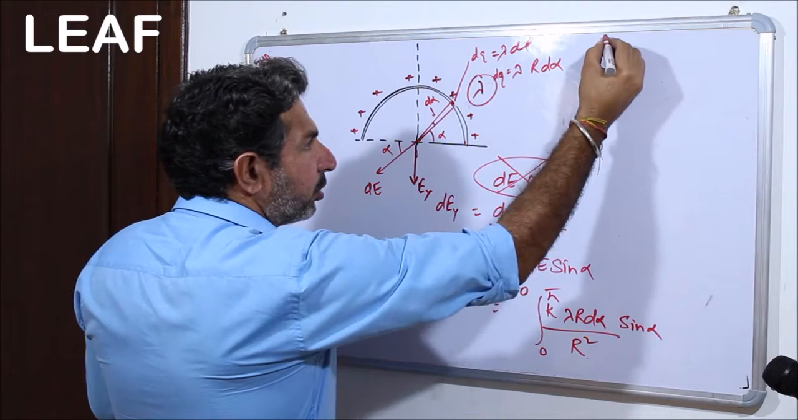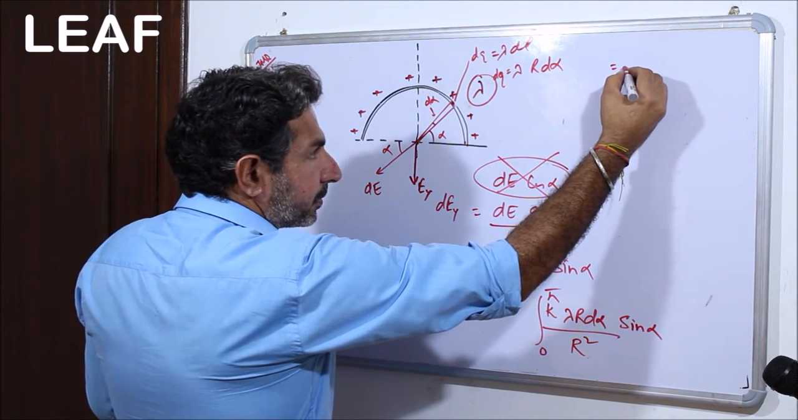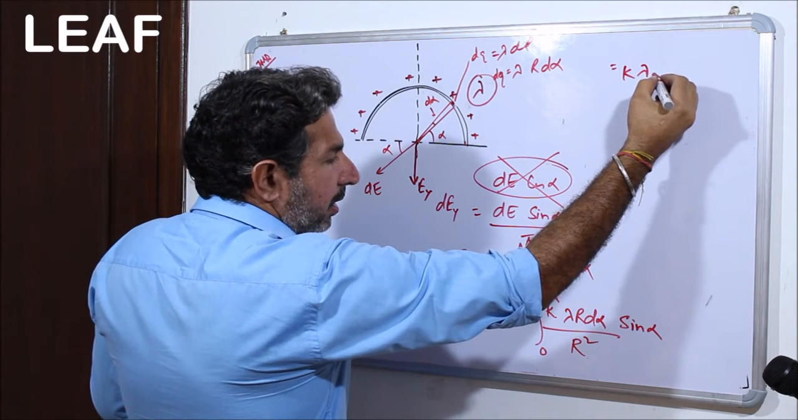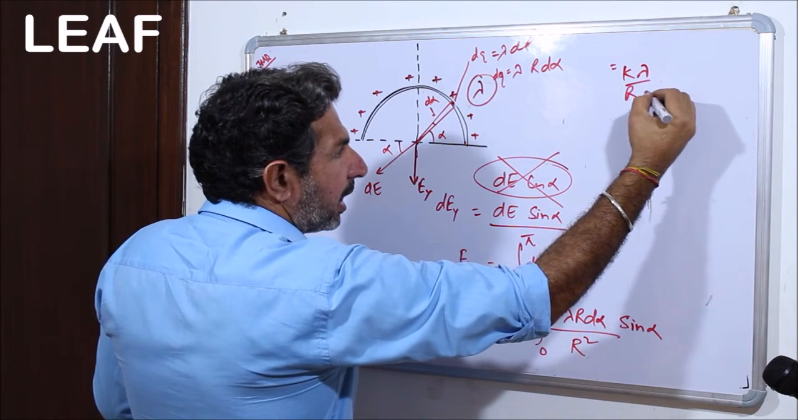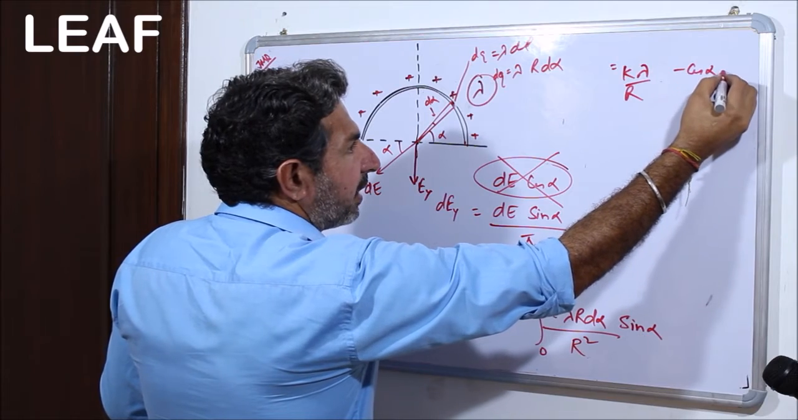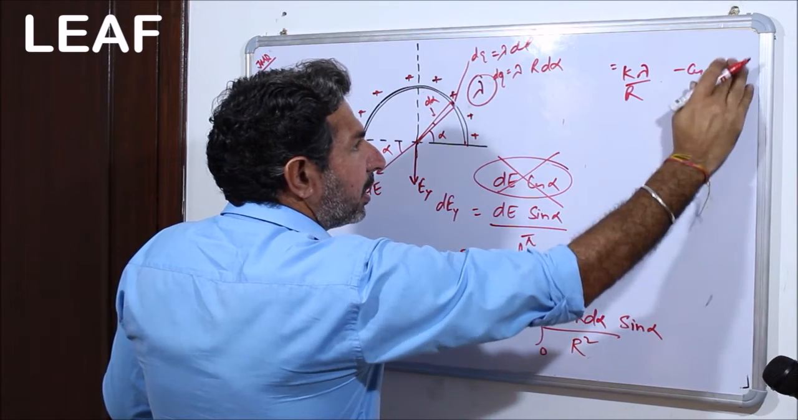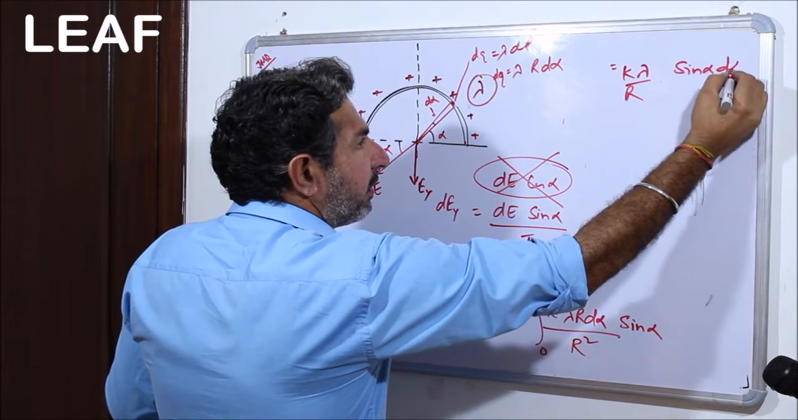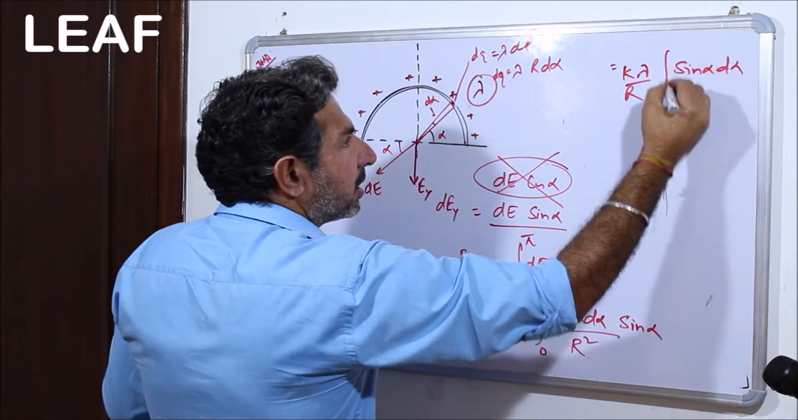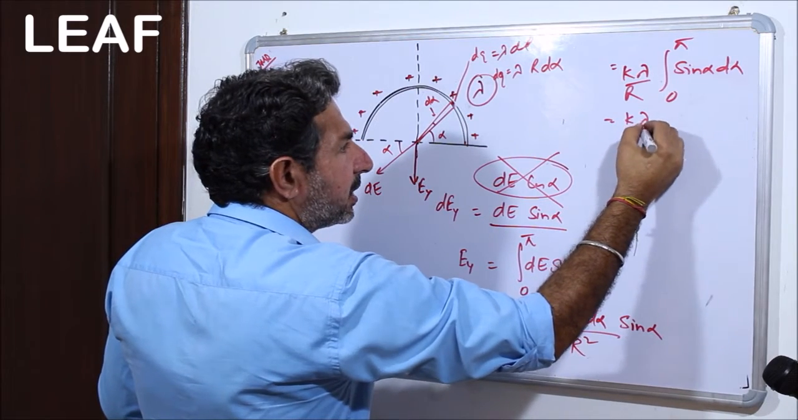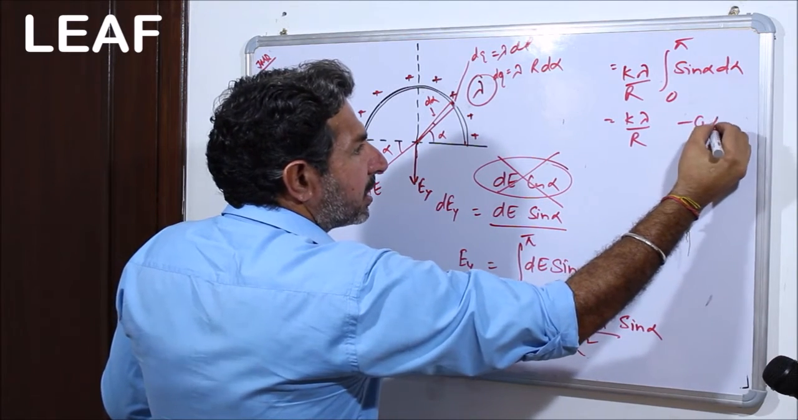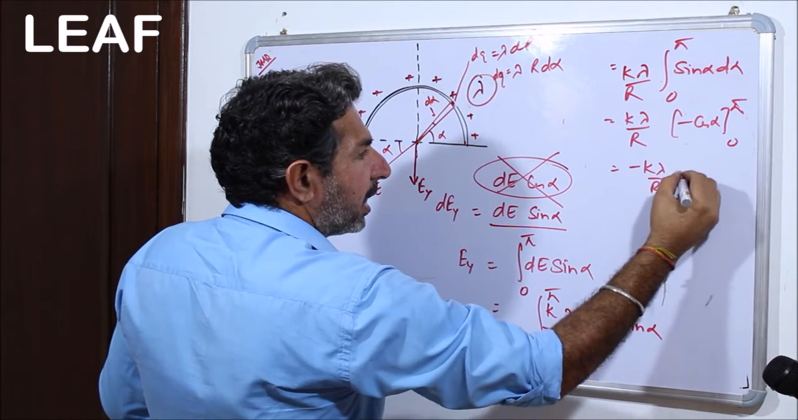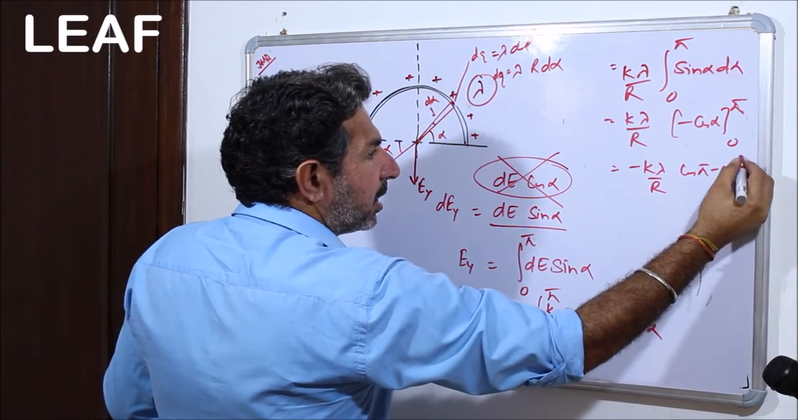So it comes out to be k lambda, and divided by r, it is minus cos alpha d alpha. Okay, I am not going to directly solve it. This much I am going to keep it like this. R, minus cos alpha, 0 and pi, so minus k lambda by r, upper limit minus lower limit.